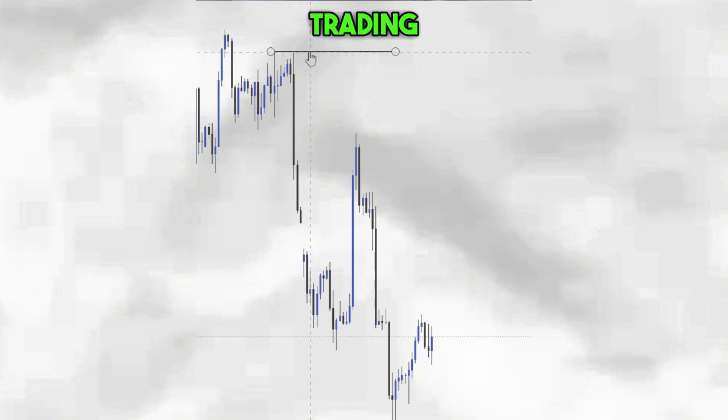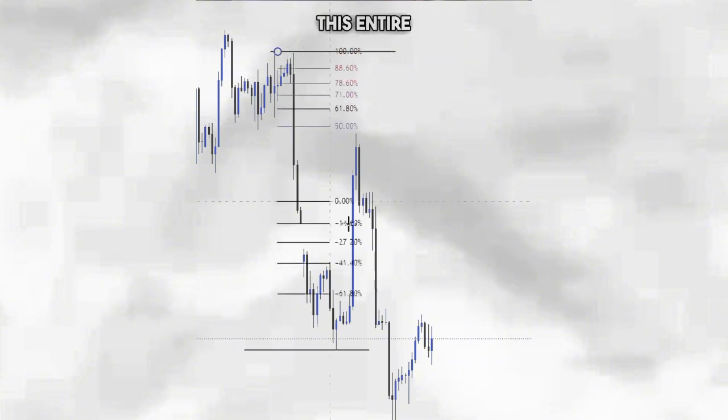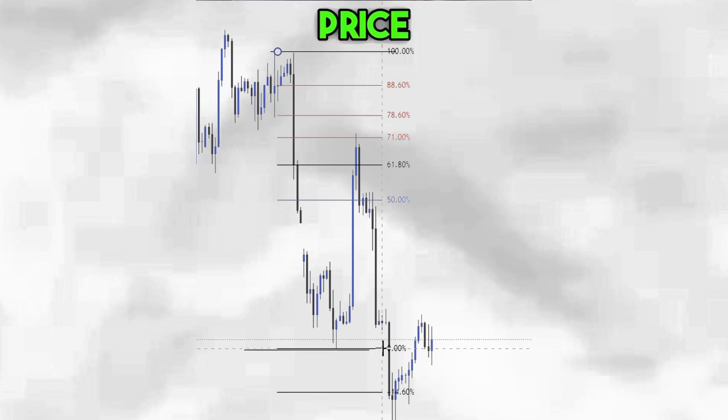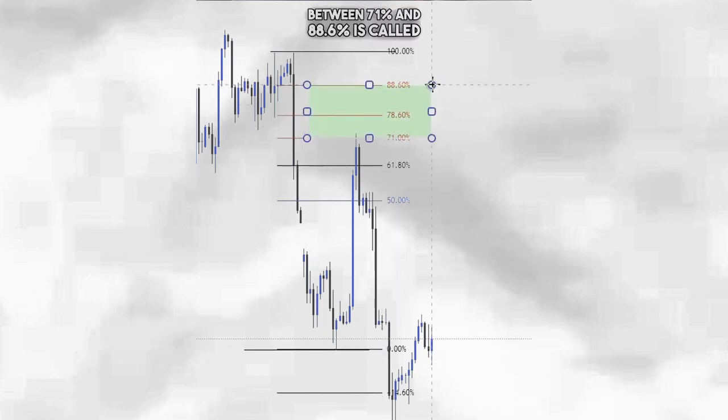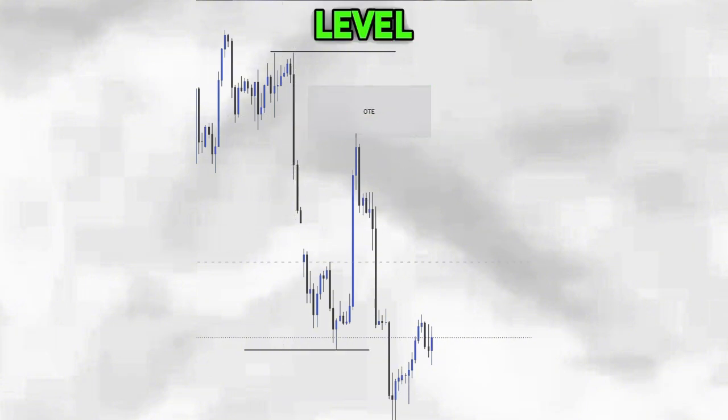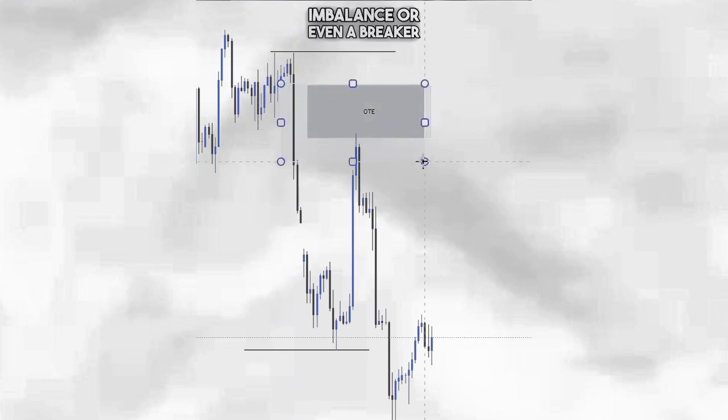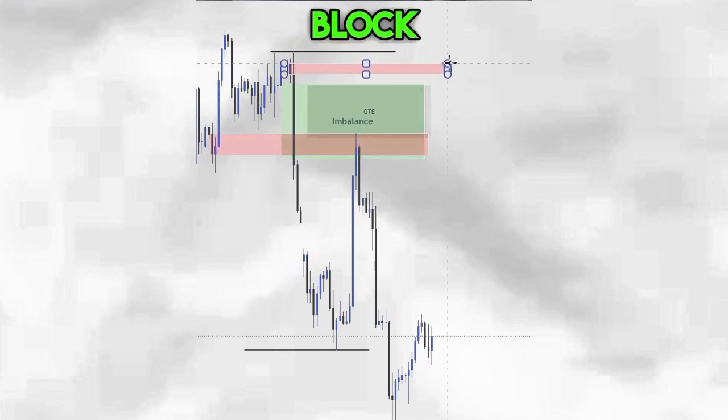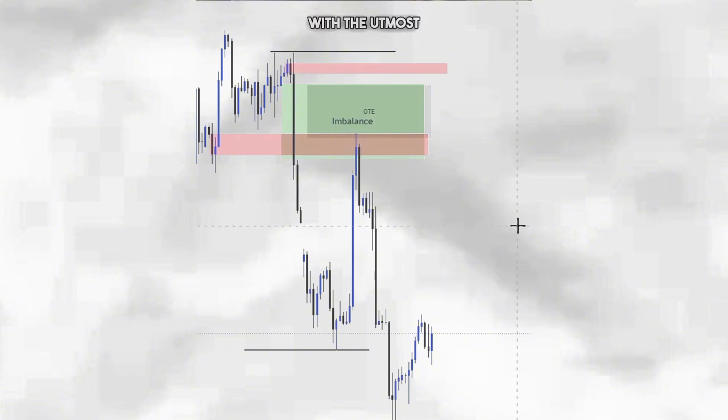This is the top of a trading range right here. This is the bottom of a trading range right here. If you measure this entire range, you will see that price has come back to 71%. The level between 71% and 88.6% is called an optimal trade entry level. That is a level you can take entries from. If you have anywhere inside your OTE level an area of imbalance or even a breaker block or an order block, you can take these entries with the utmost confidence that this level is going to play out.